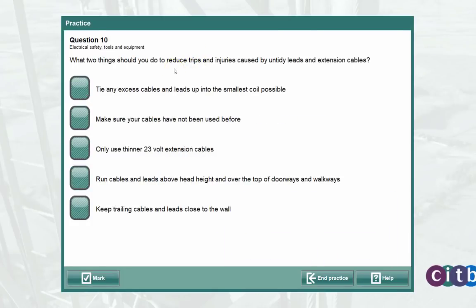What two things should you do to reduce trips and injuries caused by untidy leads and extension cables? Tie any excess cables and leads up into the smallest coil possible. Make sure your cables have not been used before. Only use thinner 230-volt extension cables. Run cables and leads above head height and over the top of doorways and walkways. Keep trailing cables and leads close to the wall.